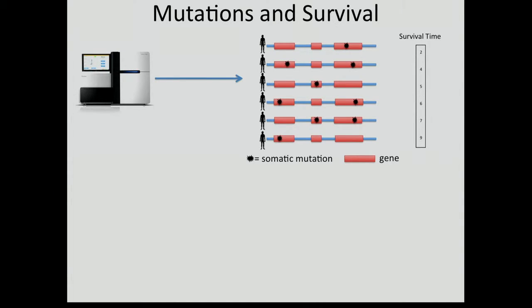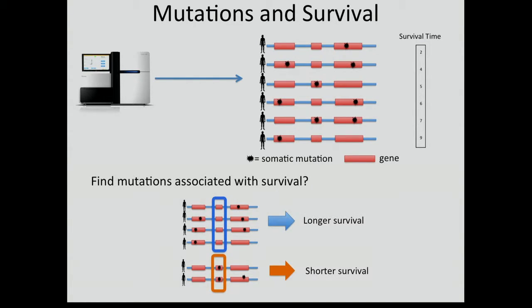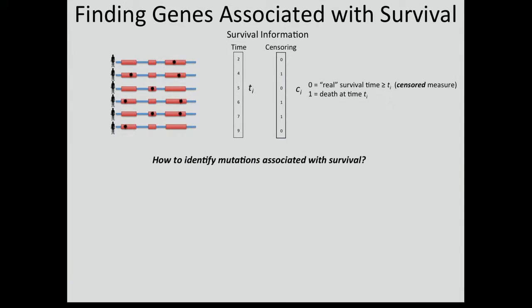So for each patient, we are given a survival time. A natural question, when we have this data, is to try to find mutations that are associated with survival. What I mean is that we want to identify, for example, mutations or genes such that if I compare the survival of patients that have a mutation in the gene with the survival of the patients that do not have a mutation in the gene, the survival is different. So how can I do that?